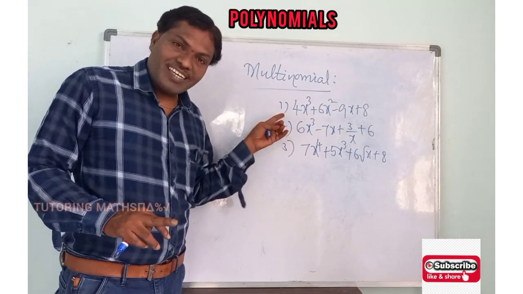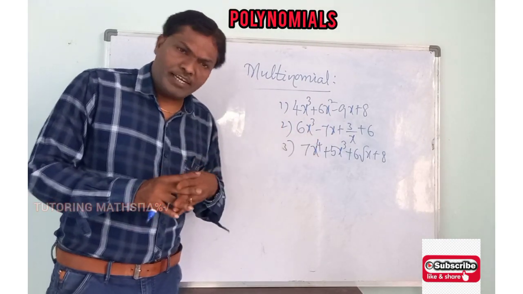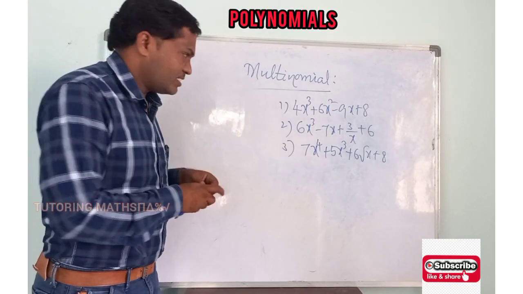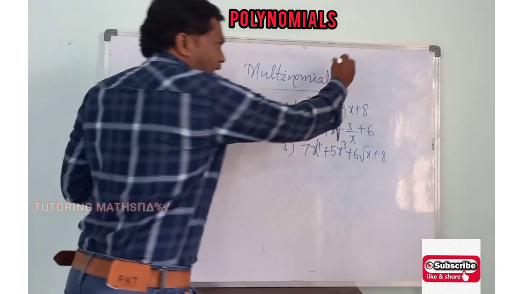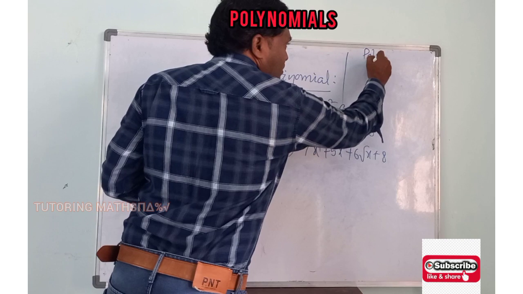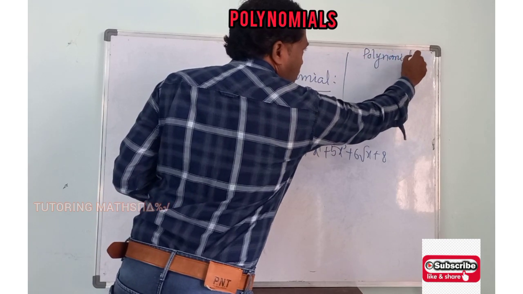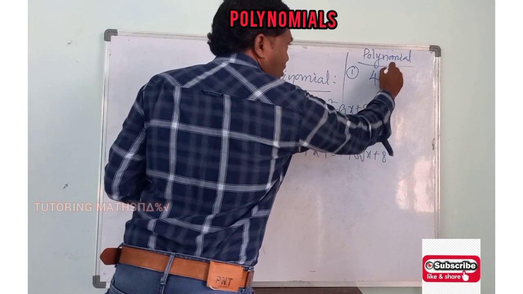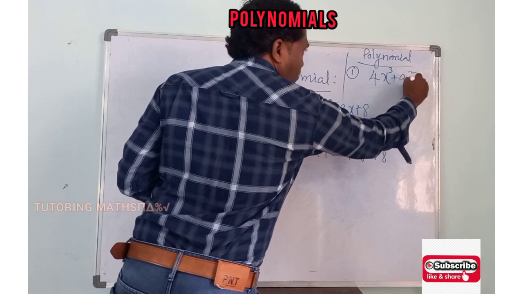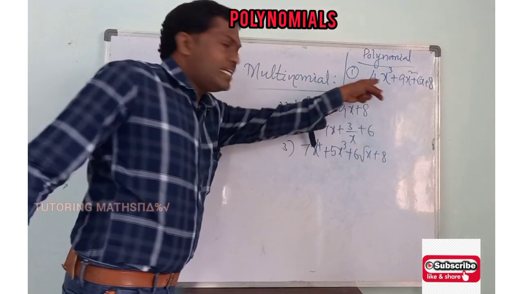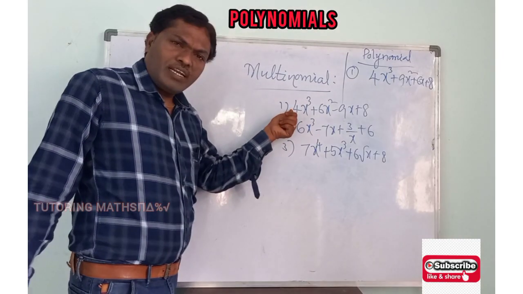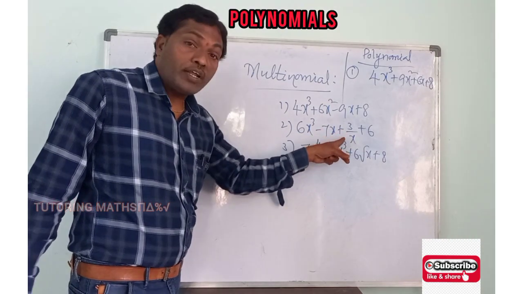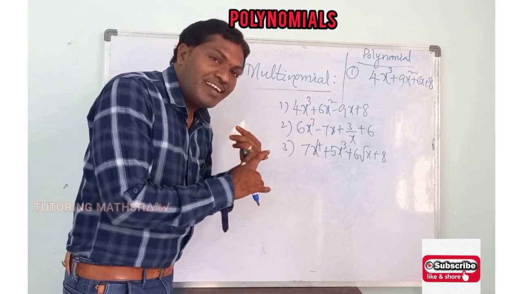All these are multinomials, more than 3 terms. If an expression has more than 3 terms, then it is a multinomial. But what is a polynomial? Let us see, then you can understand the difference. Here I can write polynomials. What is a polynomial? First example, 4x cubed plus 9x square plus 6x plus 8. It is a polynomial. The first one is also a polynomial, but the second one is not a polynomial. It is only a multinomial.